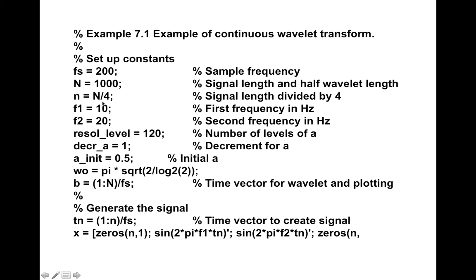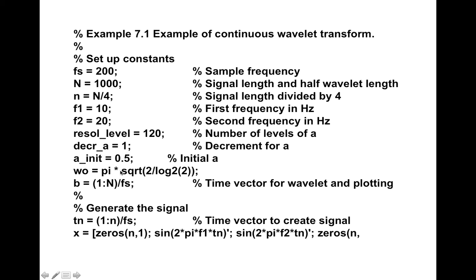We first set up all of our constants. So here are our frequencies. Here's our signal length and our half wavelet length. Here's our sample frequency. Here's our resolution level. In other words, how many levels do we want to decompose into? And here the author selected 120. And then the decrement for A just means as you shift the scale, what do you want the delta to be? And then we're going to initialize A at 0.5.